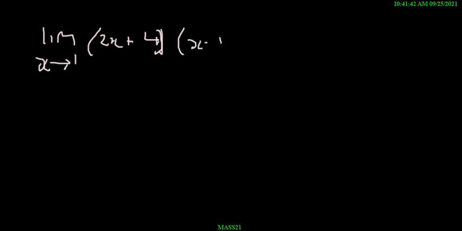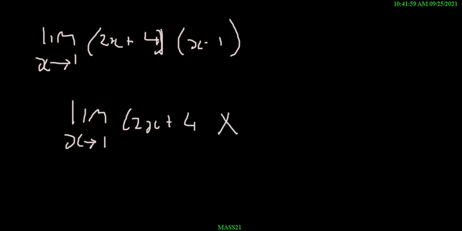Let's go to multiplication. Try the limit as x approaches 1 of (2x plus 4) times (x minus 1). One of the properties says that we find the limit as x approaches 1 of 2x plus 4, times the limit of x minus 1 as x approaches 1.